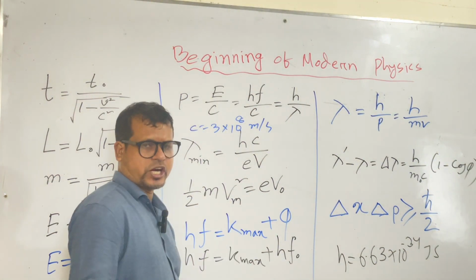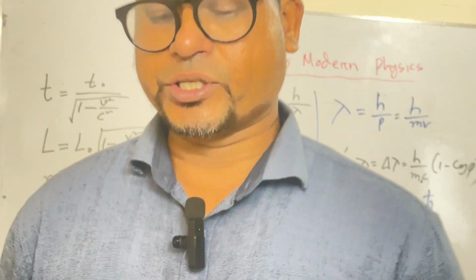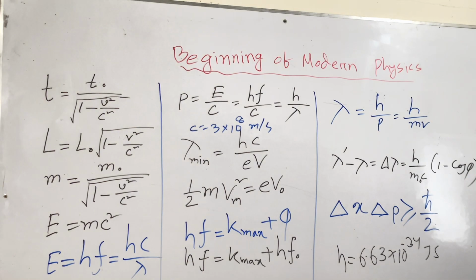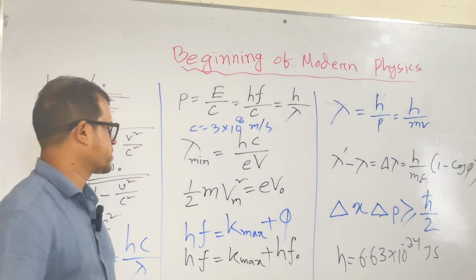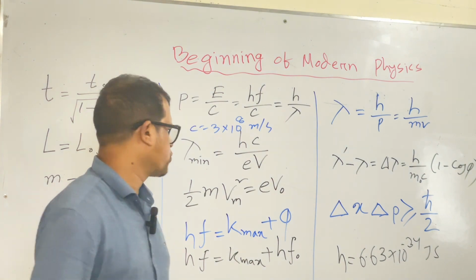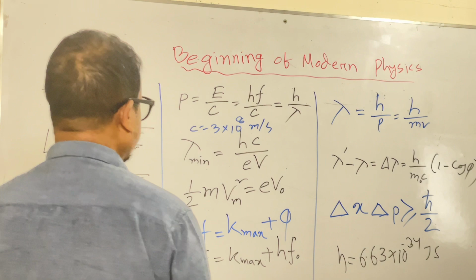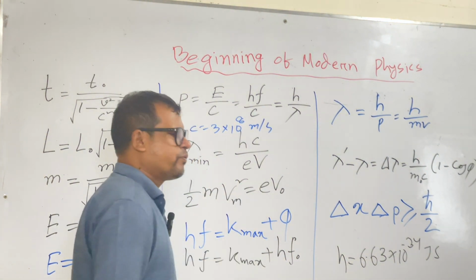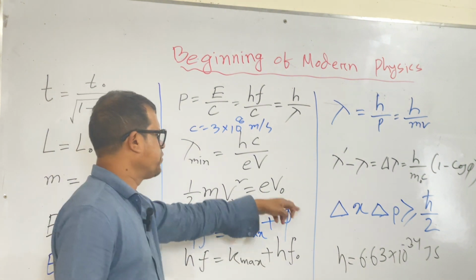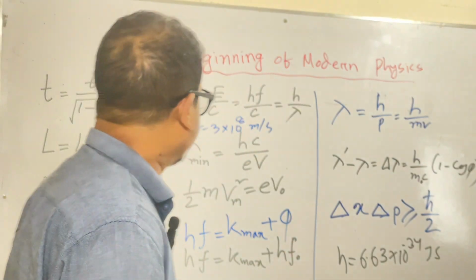e is the charge of the electron. V naught is the potential, and v is the velocity of the electron. m is the mass of the electron. So half mv square equals eV naught, where e is the charge of the electron and V naught is the potential. Half mv square equals eV naught. If the question gives you eV, then you can find v, the velocity of the electron.